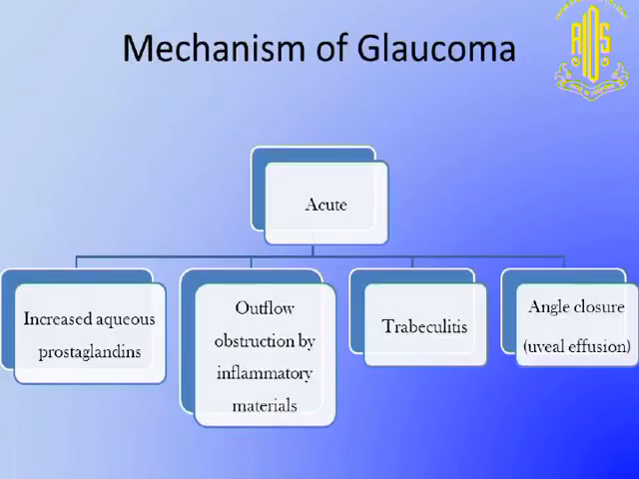So it's very important to know right in the beginning what is causing the acute rise in pressure, because that will determine the treatment. The treatment for trabeculitis and for secondary angle closure due to uveal fusion would be different. So that has to be kept in mind.